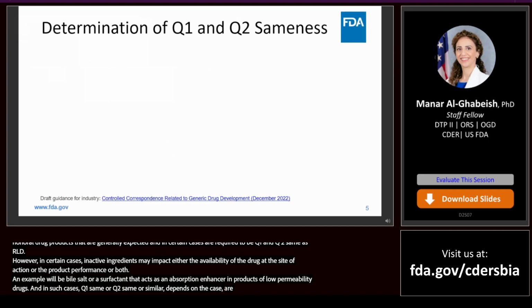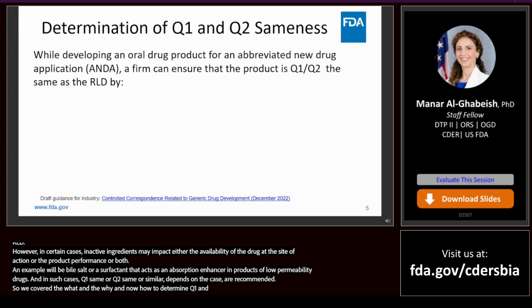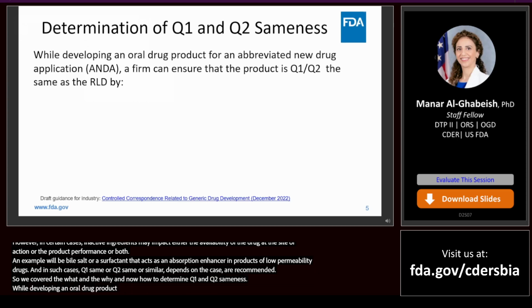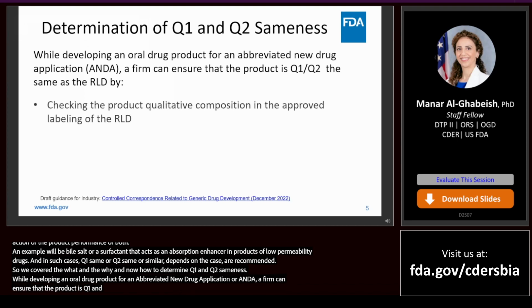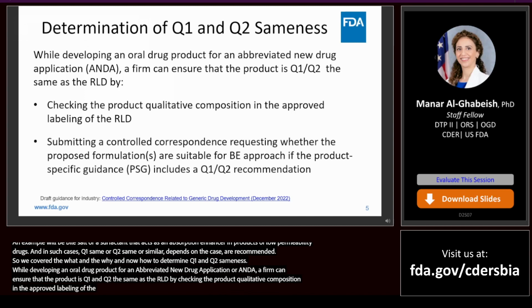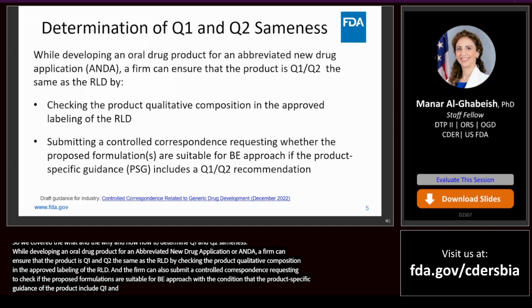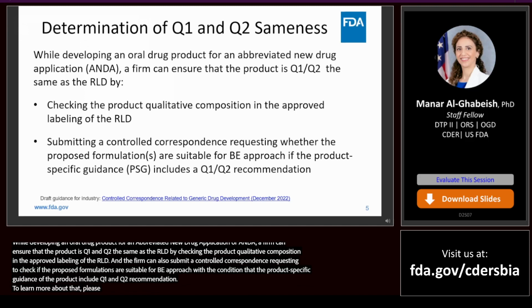So we covered the what and the why, and now how to determine Q1 and Q2 sameness. While developing an oral drug product for an abbreviated new drug application or ANDA, a firm can ensure that the product is Q1, Q2 the same as the RLD by checking the product qualitative composition in the approved labeling of the RLD. And the firm can also submit a controlled correspondence requesting to check if the proposed formulations are suitable for BE approach with the condition that the product-specific guidance of the product include a Q1, Q2 recommendation. To learn more about that, please refer to the general guidance linked in the slide.